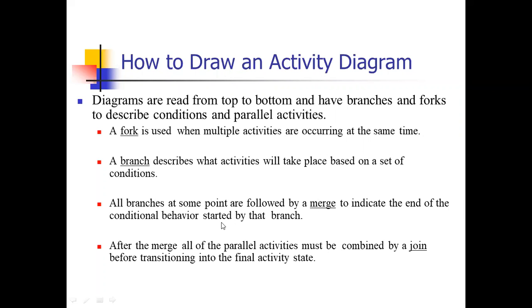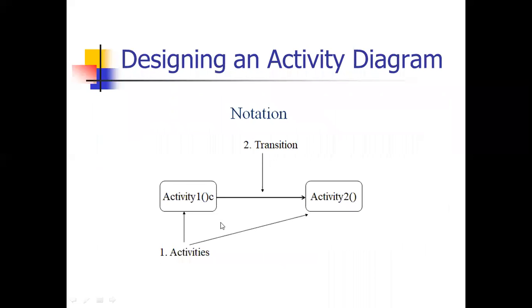Then after the merge, all the parallel activities must be combined by a join. Like fork, we have a join that will join that fork. So after merging, all the parallel activities must be combined by a join before transitioning into the final activity state. Here we will see some notations for the activity diagram.